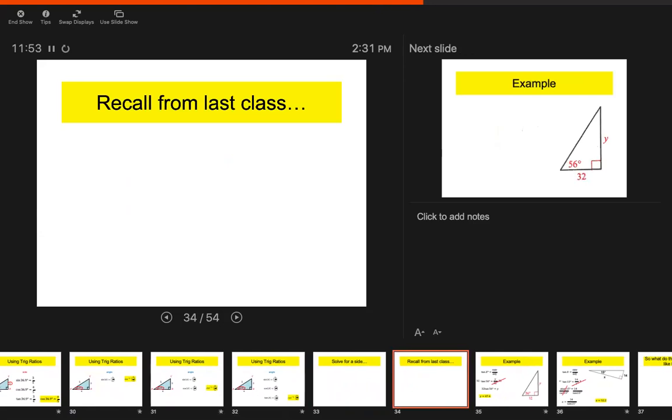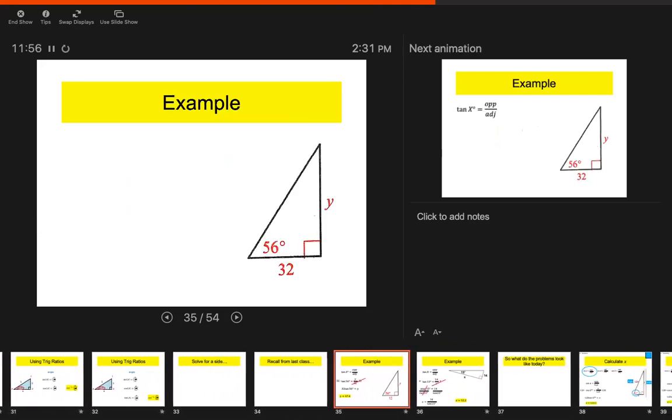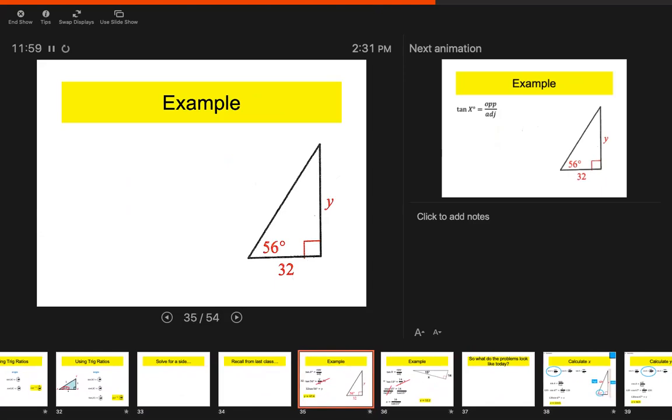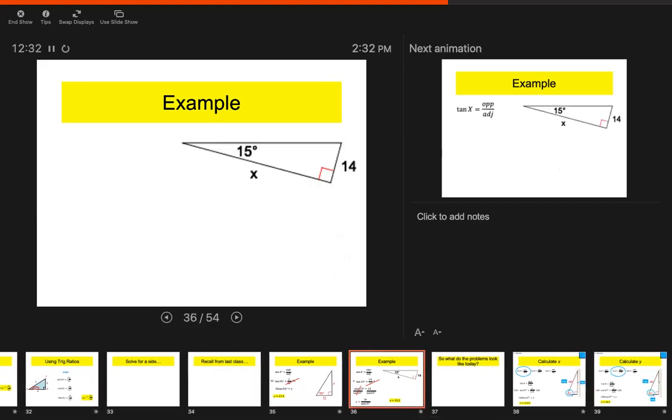Don't know. So, solving for a side. Recall from last class, yesterday we only knew, now we know everything. On this one, it's only got two things listed, the opposite and the adjacent, so we want to use tan. So tan 56 equals y over 32. We multiply both sides by 32, and the pattern for when the variable is in the numerator is the denominator times the tan of whatever angle that is. Why? Because of the algebra right here. When you reduce, you're left with 32 times tan 56, and that's what y would be. Right? We did that one yesterday.